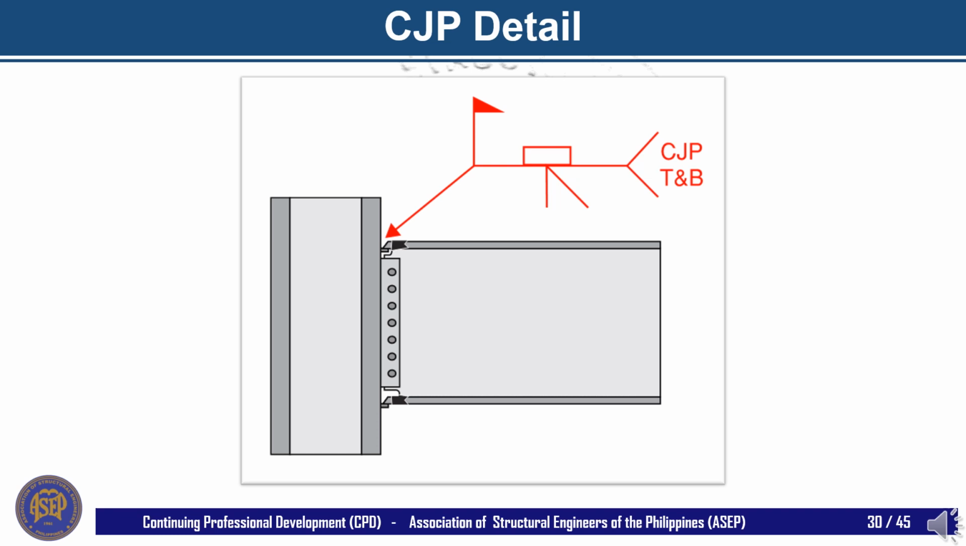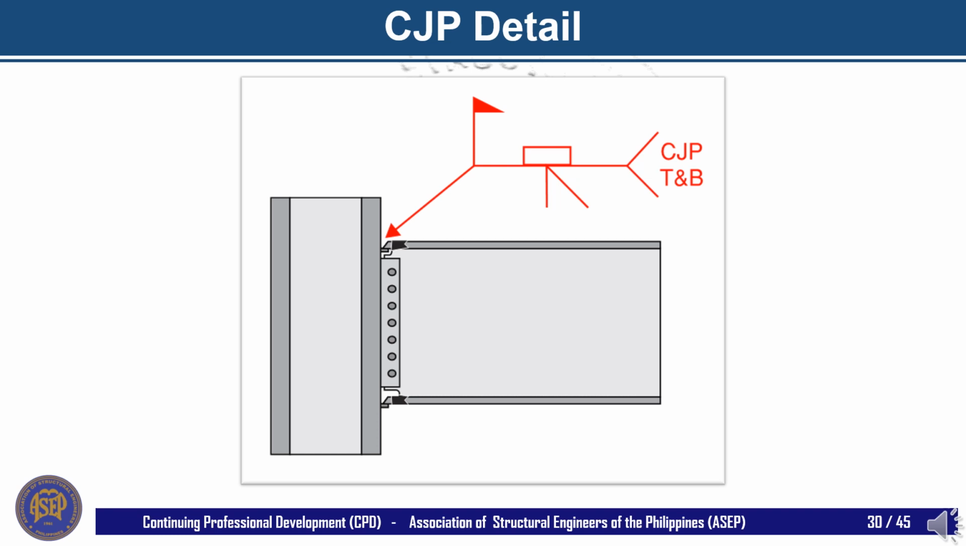This detail shows the typical weld call-out used for a CJP welded beam to column connection. When using CJP welds, the engineer is only required to specify CJP in the tail of the welding symbol in the design drawings. This practice allows the contractor to select the type of groove weld, either bevel, V, U, or J groove, as well as the specific dimensions. This complete information shall be included in the shop drawings, which is typically the scope of the contractor.